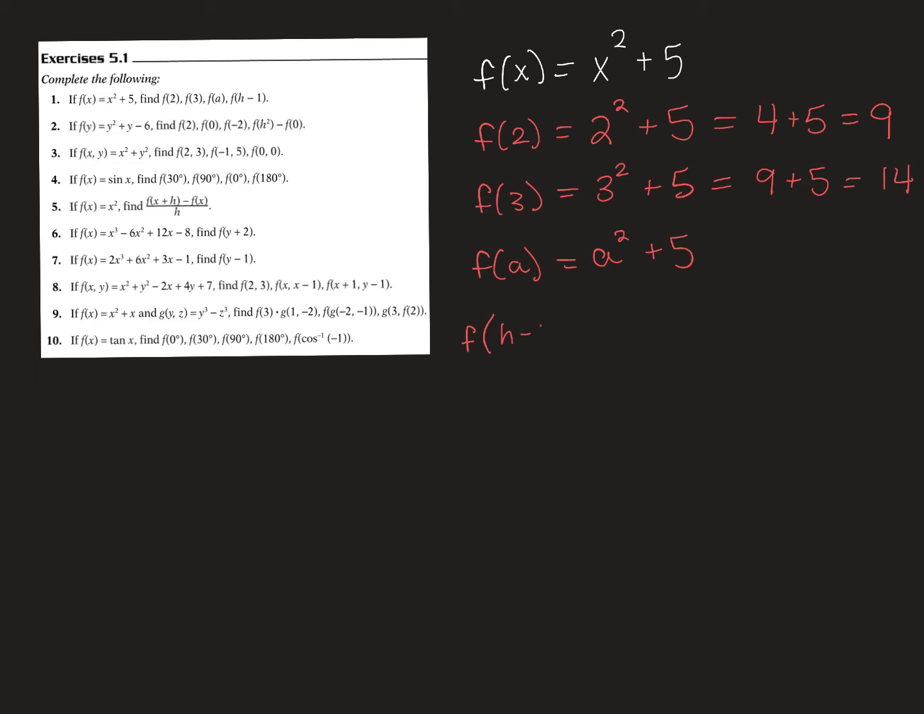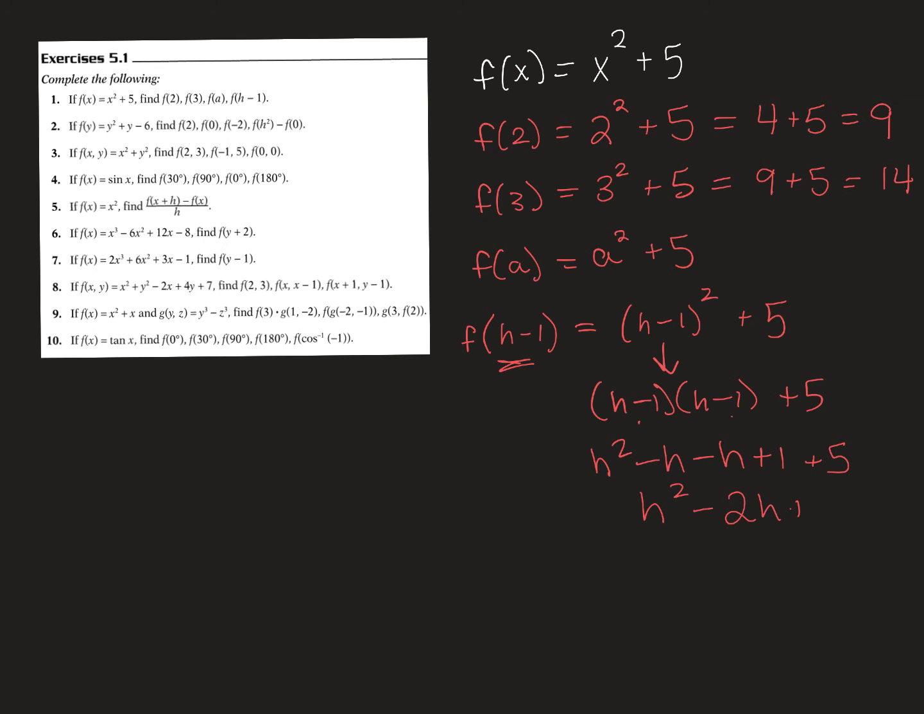Then when you have h minus 1, again, you're replacing x with that h minus 1. So it's h minus 1 squared plus 5. We're going to FOIL this, because remember, squared means h minus 1 times h minus 1. So h times h is h squared. H times negative 1 is a minus h. H times negative 1 again is a minus h. And then a plus 1, because negative 1 times negative 1 is positive 1, and then a plus 5. So then we get h squared minus 2h plus 6.